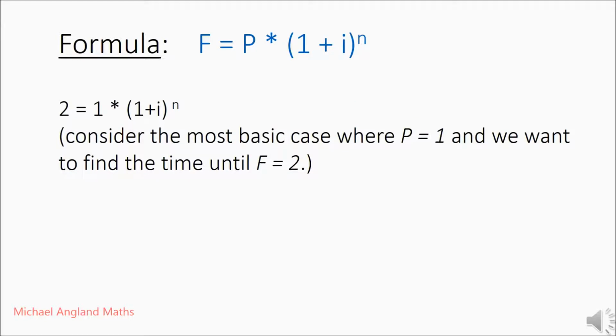At this point, I want to take the most basic case where we invest $1 and we want to see how long it takes for that $1 to become $2. It could be 100 becoming 200 or 1,000 becoming 2,000, but we'll use 1 and 2. And when we calculate this, we'll be able to come up with the rule that shows us how we find the length of time it takes for this to happen.